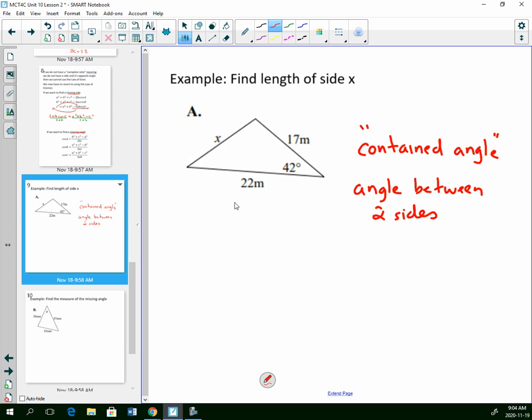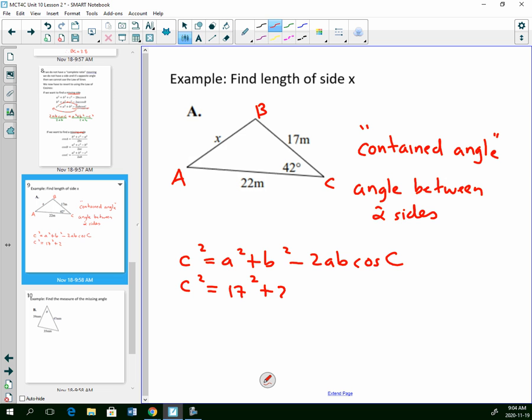So I'm asked to find side x. I'm just going to label this. So I'm just going to put some letters on it, A, B, C. I'm looking for side C, which is across from angle C. So we write out the formula and fill in the measurements that we are given. So side A is 17, side B is 22.